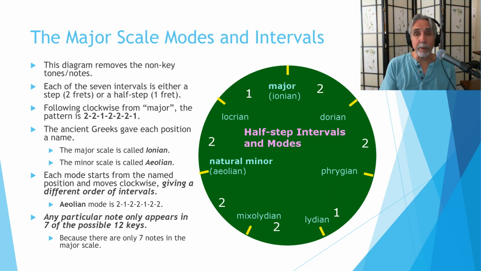Now, the ancient Greeks gave each of these positions a name. What we call the major scale, they call the Ionian mode. What we call the natural minor, they call the Aeolian mode. And then there are modes for every other position in this range. Note that any particular note can only appear in 7 of the possible 12 keys because there's only 7 notes in the standard key, so there's only 7 roles to be taken. That means that if you have a key like, say, G flat, there's no C natural in G flat. It isn't there because it's not part of the pattern.